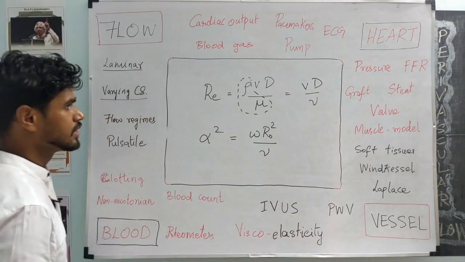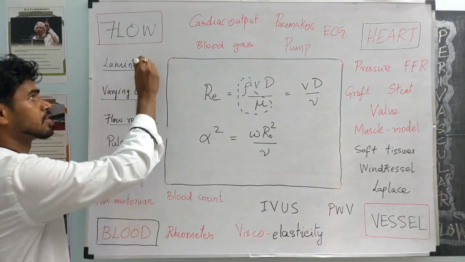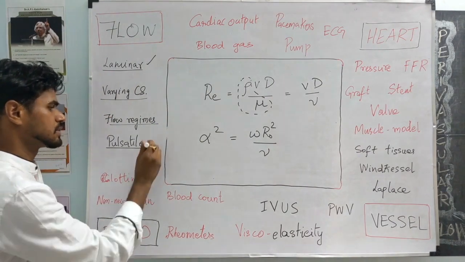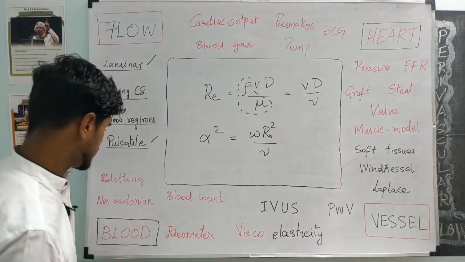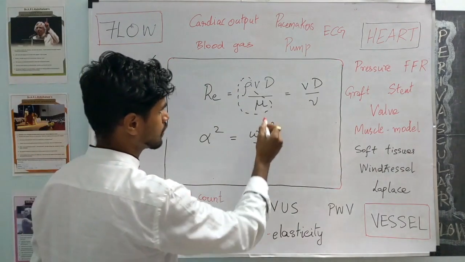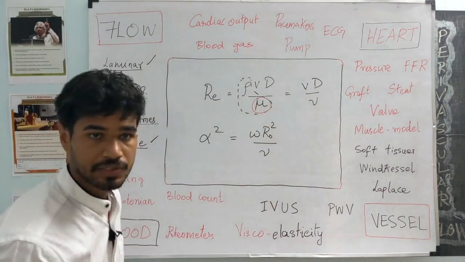So with these two numbers, pretty much we can define what the flow regime is: define whether the flow is laminar using the Reynolds number, and define whether the flow is pulsatile using the Womersley number. Having said that, the most important number over here is this term called the viscosity of blood, which is what we are going to see next.